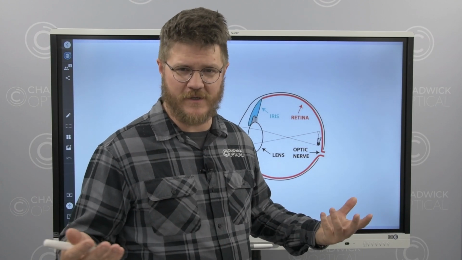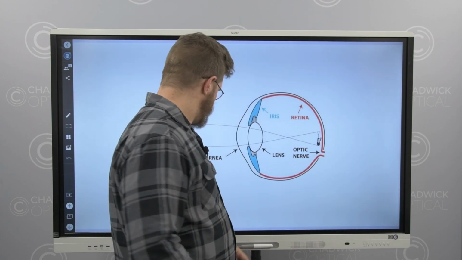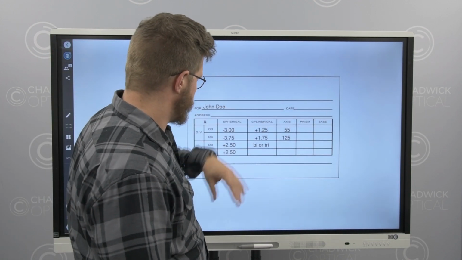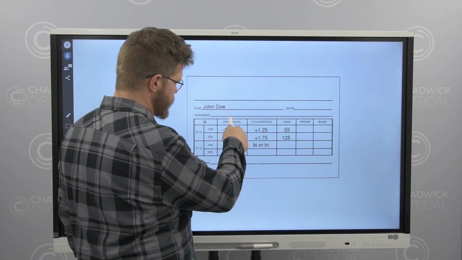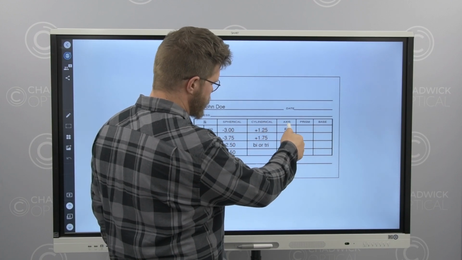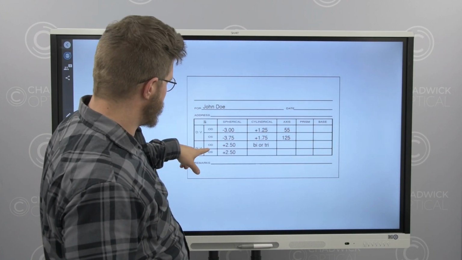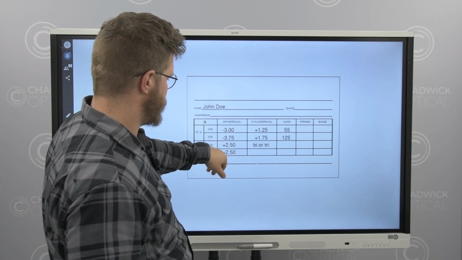What does a refraction actually do? This is probably what your refraction looks like. You can see there are different components: a sphere component, a cylinder component, an axis component, a prism and a base component, and a lot of times there will also be an add component.